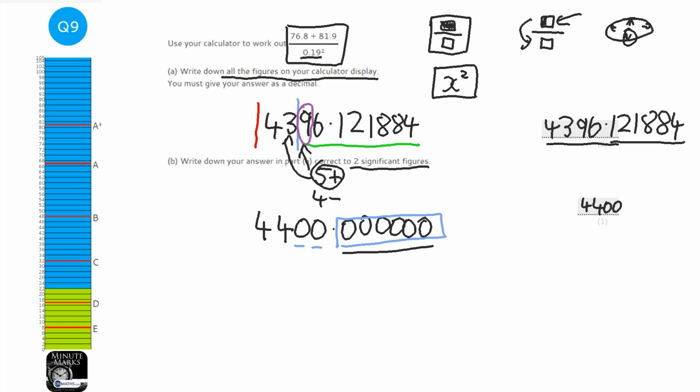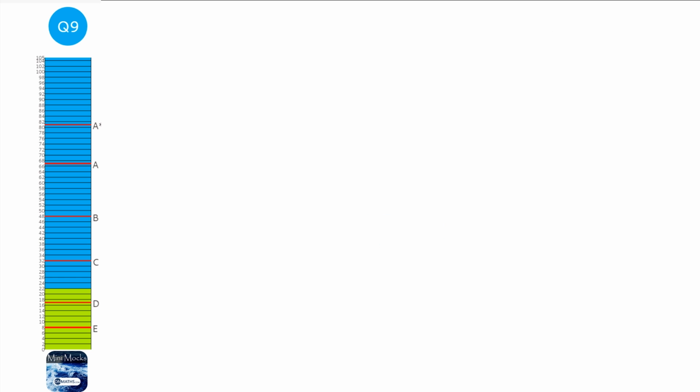Now, the reason students make this mistake is they're so used to decimal places. Now, decimal places, you always remove them because they're always after the decimal point. But with significant figures, they need to turn to zeros.